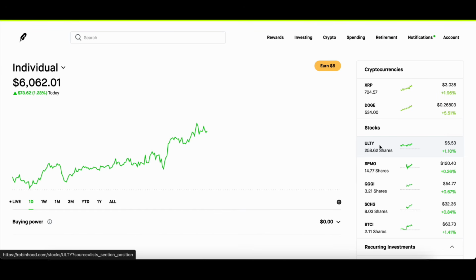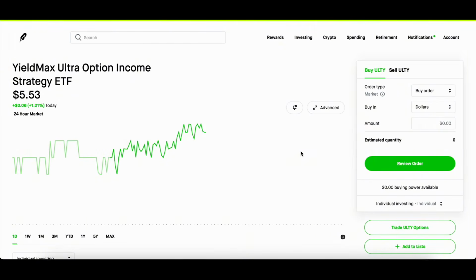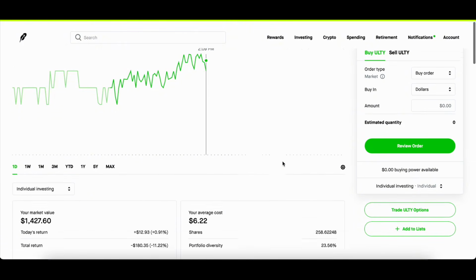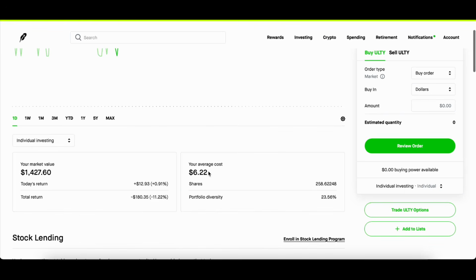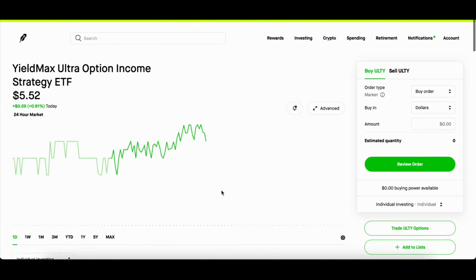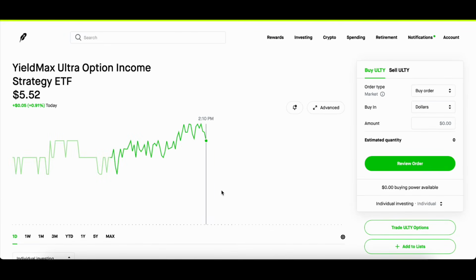What I've been doing is collecting dividends since I first initiated my position in this ETF. This is the YieldMax Ultra Option Income Strategy ETF. My average cost for this is $6.22. I have 258 shares, and I'm down on the price perspective over 11.22%, meaning I'm down $180. But am I really down on this? I'll show you guys in my calculator. So let me take you there.